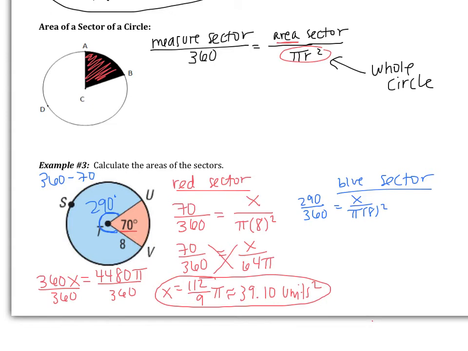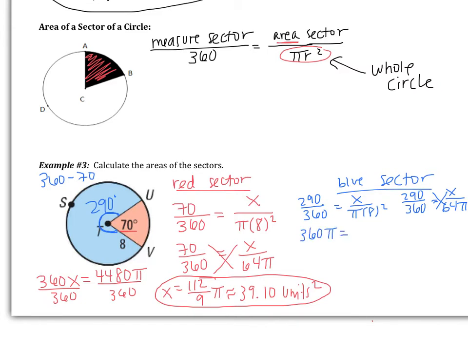So it's the same setup. All that I changed was the measure. Instead of measuring 70 degrees, the sector measures 290. So this becomes 290 over 360 equals x over 64 pi. Now I'm ready to do my cross products.